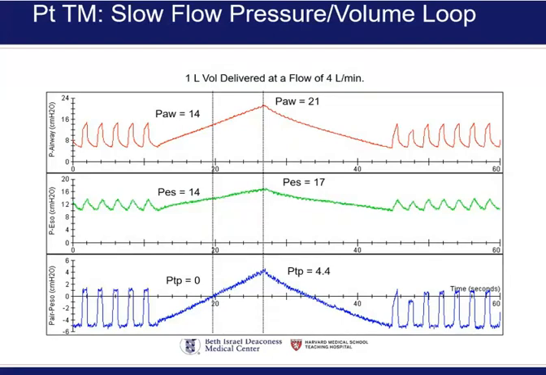We start our recruitment to PEEP by using a recruitment maneuver, and this demonstrates a slow flow pressure volume loop on a patient with ARDS in one of our studies. You can see we're inflating the airway pressure to 21, but this patient has a very high esophageal pressure there in green. So when we calculate the transpulmonary pressure during this pressure volume loop, we see that the transpulmonary pressure there on the bottom in blue actually only reaches 4. So I've increased the airway pressure to 21, but the actual delivered pressure to the lung is only 4.